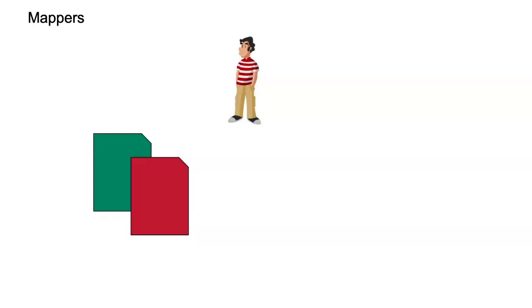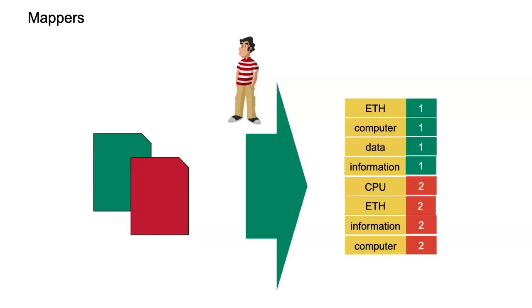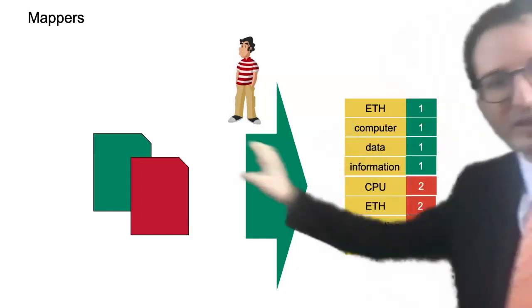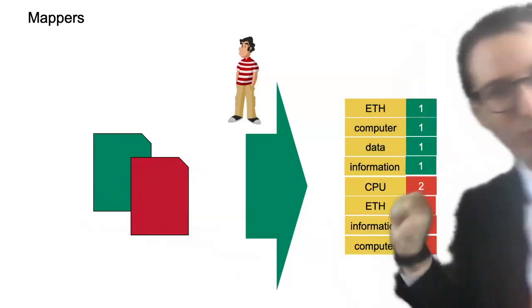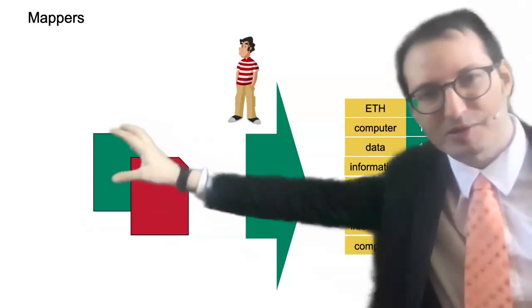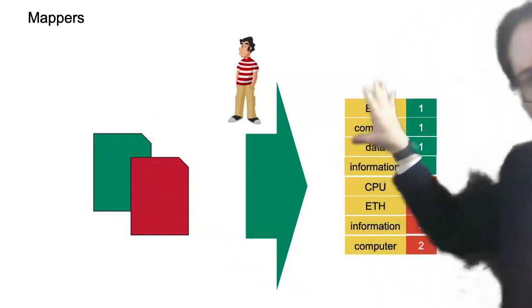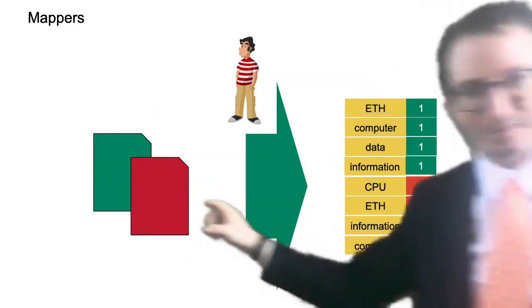They are going to take documents here. So I take an example with two documents, 1 and 2. And imagine that in the first document, I found 4 terms. I found ETH, computer, data and information in that document, and CPU, ETH, information, computer in that one. So my mapping function, this is a mapping function here, converts this document into these 4 key value pairs, and this document into these 4 key value pairs.